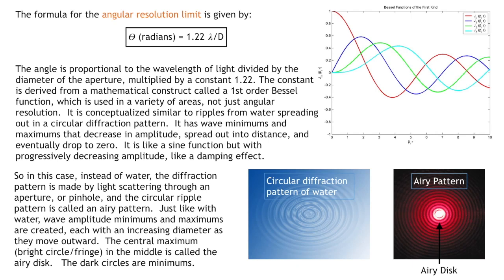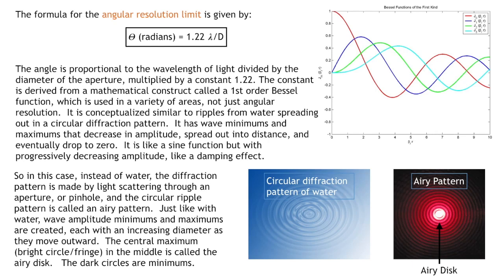So in this case, instead of water, the diffraction pattern is made by light scattering through an aperture or a pinhole, and the circular ripple pattern is called an Airy pattern. So the Airy pattern is there on the bottom right. You can see how it looks very similar to the diffraction pattern of a drop in a pond, let's say.